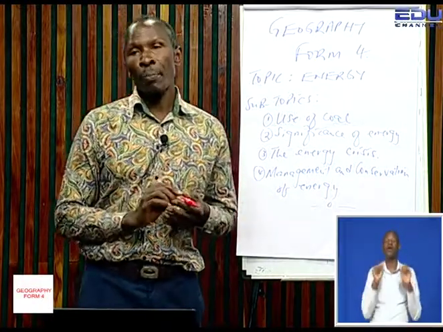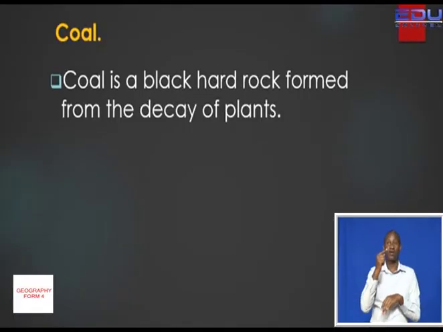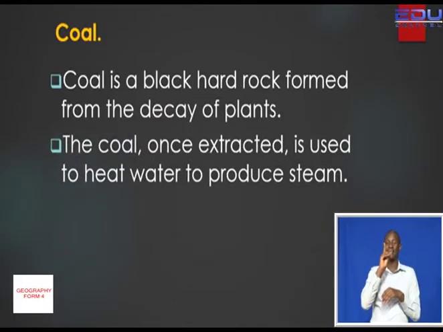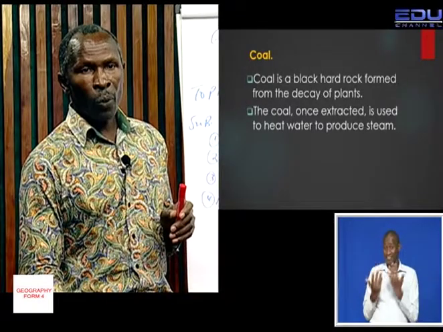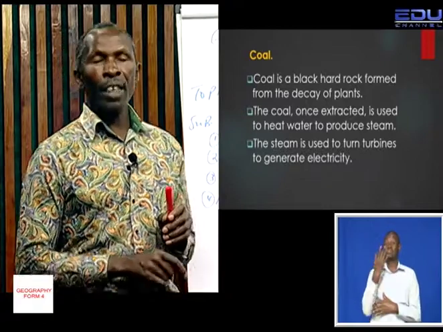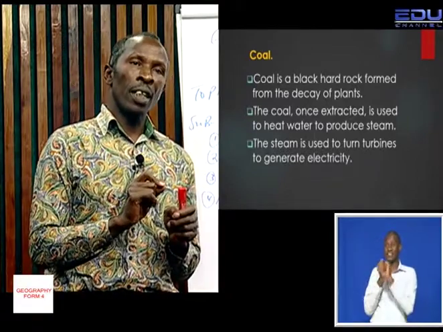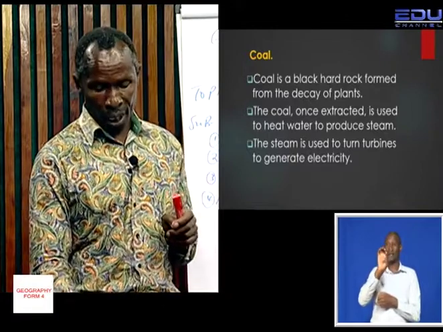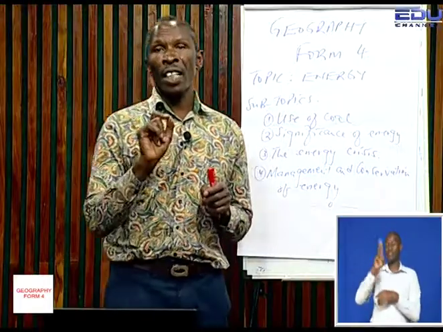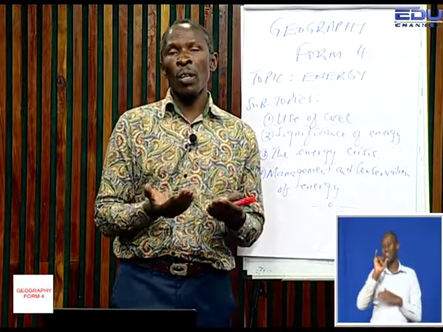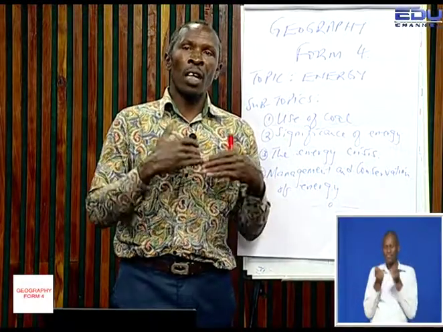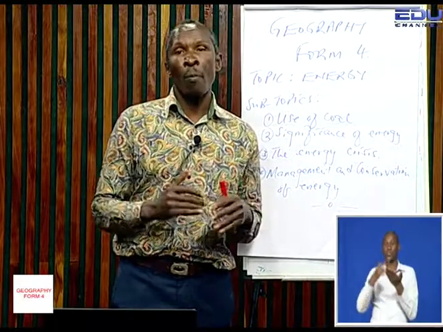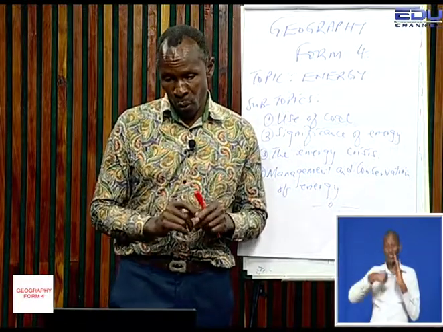It is a hard and black rock formed from the decay of plants over a long period of time, of course. And then we are saying once we extract the coal, what we do is that we use it to heat water. And once it heats water, the water produces steam. And then the steam is used to turn the turbines and the turbines to generate electricity. So that is basically the use of coal, and that is at the industrial level. Of course, we have got smaller uses of coal as a source of energy, even in homes, but at the industrial level, that is what we do with coal.